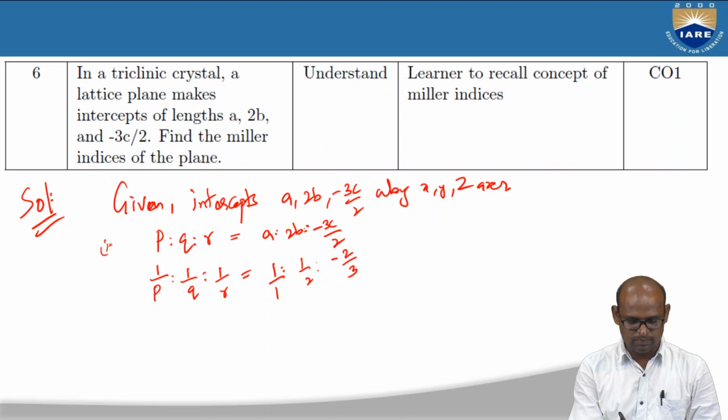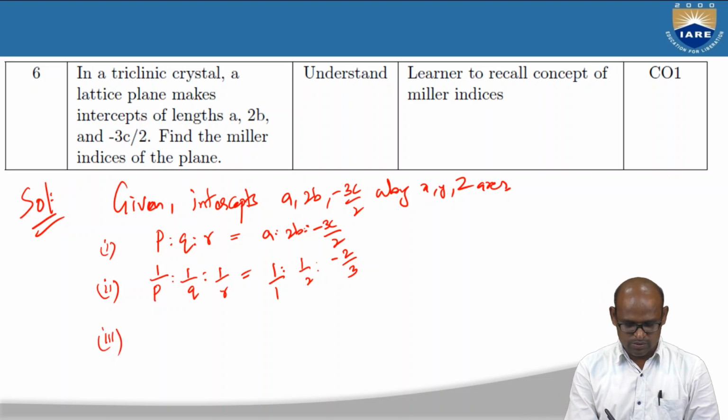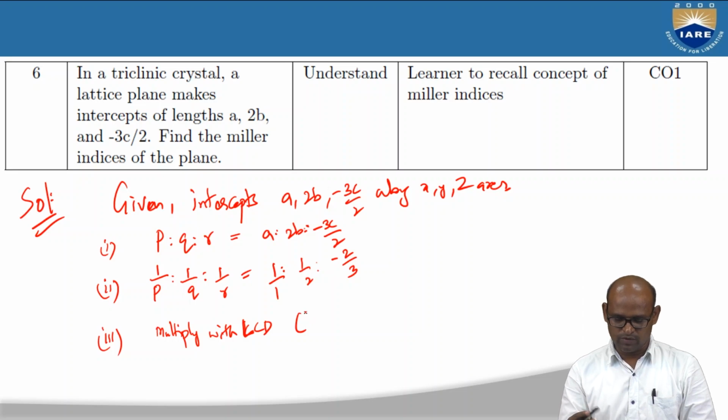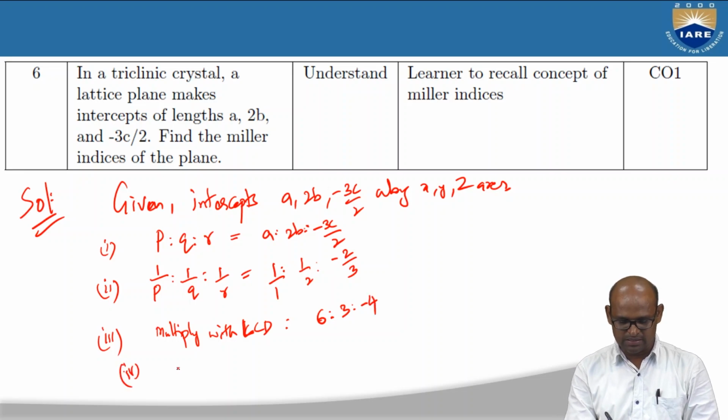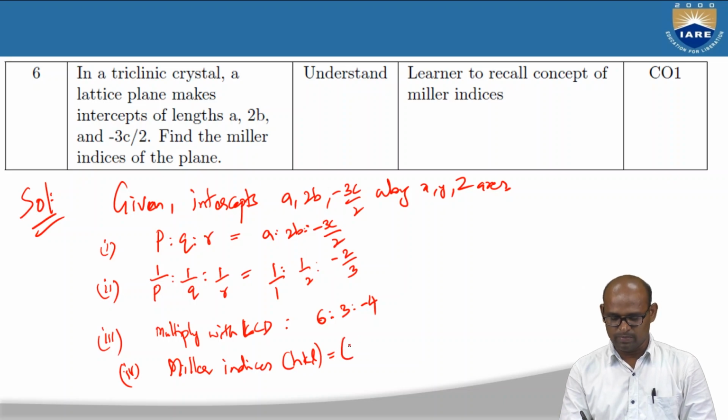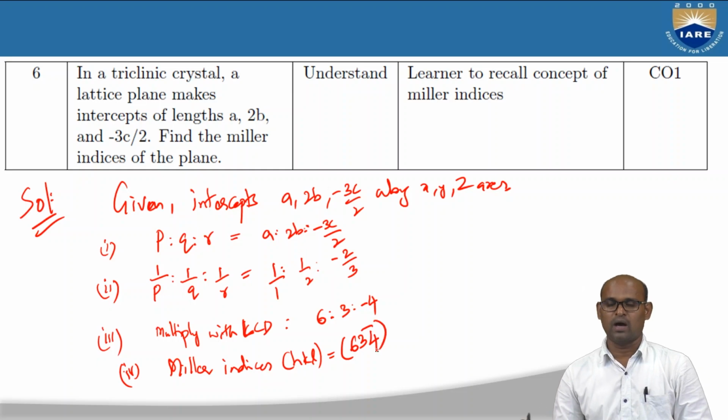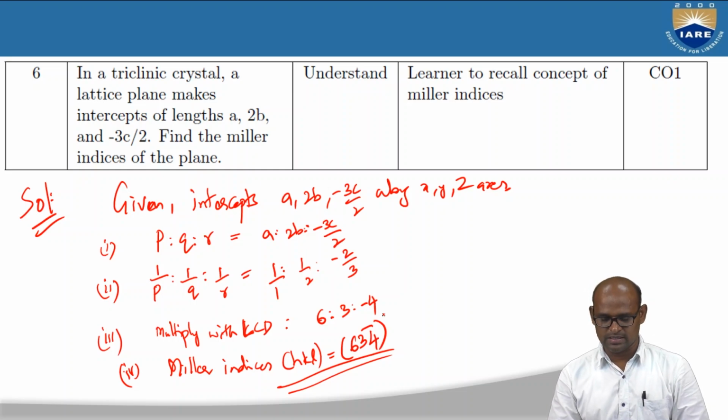First step, write the intercepts; second step, write the reciprocals of the intercepts; third step, multiply with the least common denominator and put them as h, k, l in parentheses. If I multiply with the least common denominator, which is 6, here I will get 6, here 3, and here minus 4. Finally, writing the Miller indices without commas in parentheses, (6 3 minus 4) is written as (6 3 4 bar). Whenever we have a negative sign, we put a bar on the Miller index corresponding to that axis. So instead of minus 4, we put 4 bar.